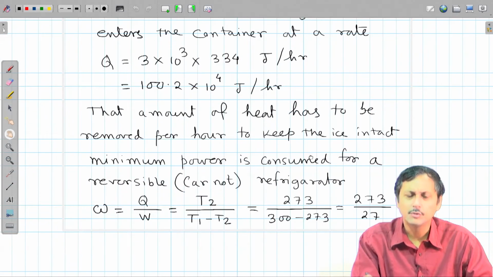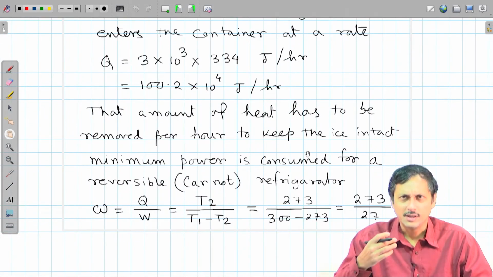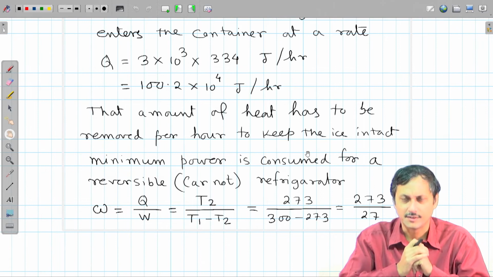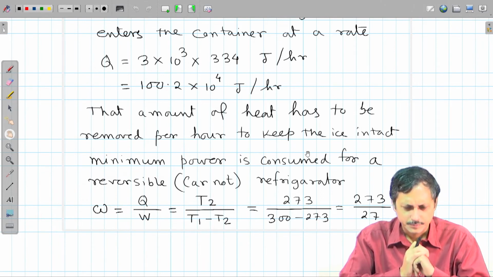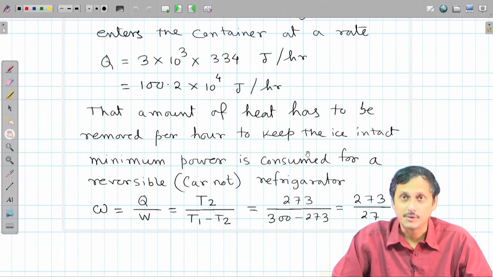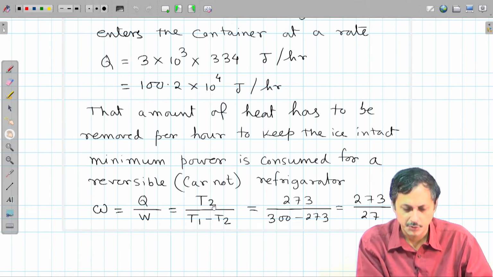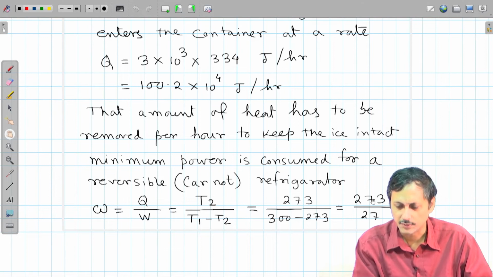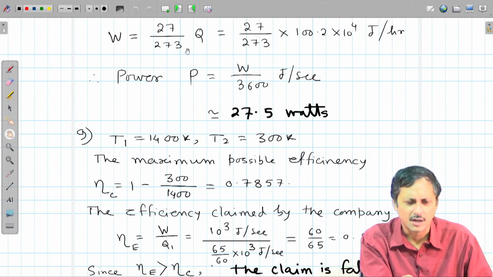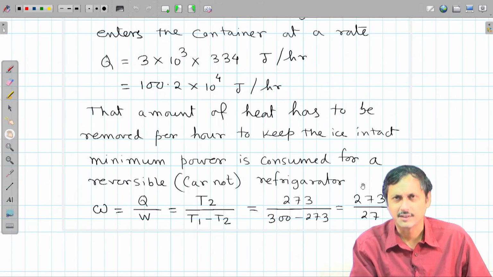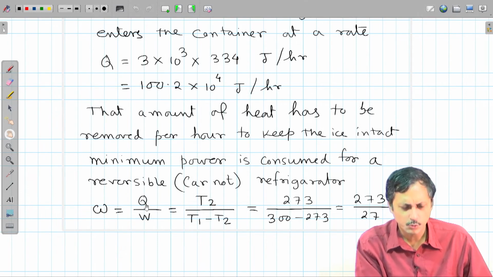Now, that amount of heat has to be taken away from that container, so that the temperature is maintained at 0 degree centigrade, right. So, for a reversible refrigerator, and once again we are computing the minimum power. Minimum power is obtained when we are using a reversible refrigerator with the coefficient of performance equal to T2 by T1 minus T2, which is 273 by 27, so I have not calculated it, it remains as 273 by 27. So, this is Q by W.